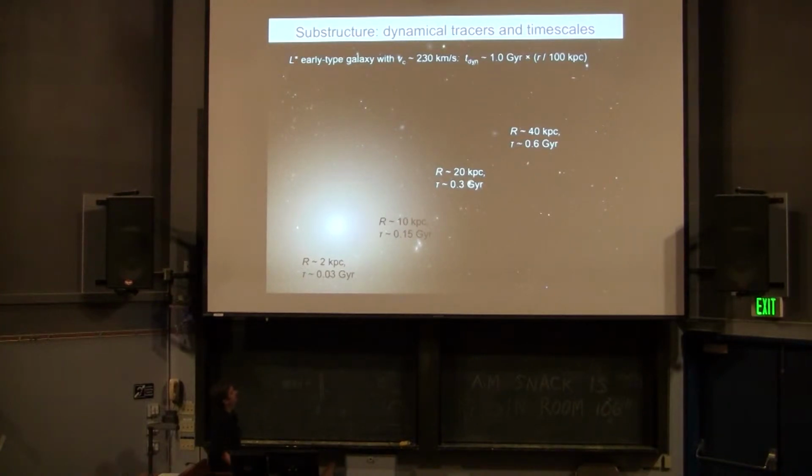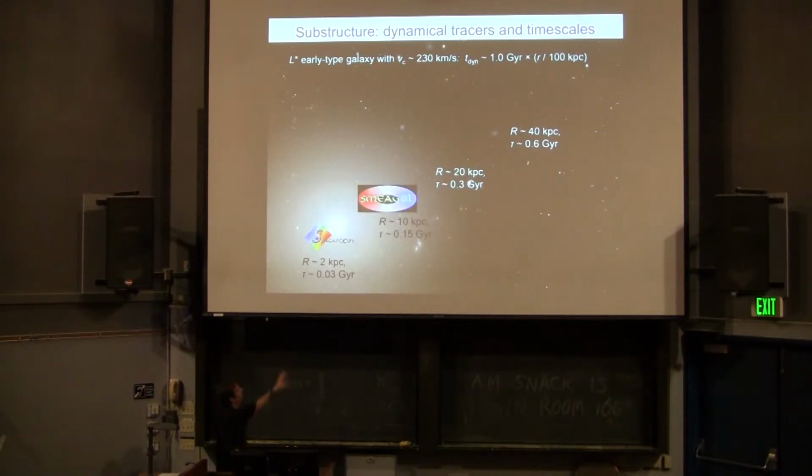And so what are the dynamical times in a real galaxy? Here's a sample L-star elliptical. In the center, it's say 30 megayears, then 150 megayears at 10 kiloparsecs. And then when you get out to about 40 kiloparsecs, you start getting into half a gigayear. And those are the kind of, if you remember the timescales at the beginning, that's where you start to expect action to have happened in a fair fraction of galaxies.